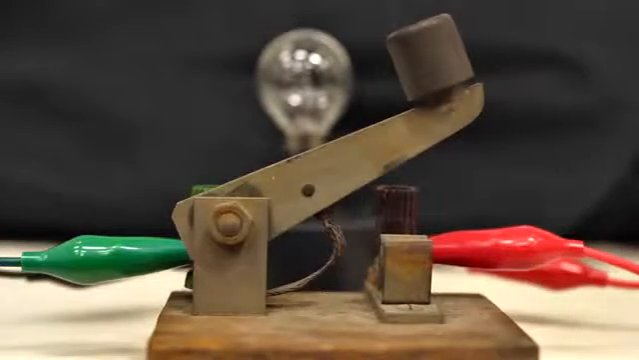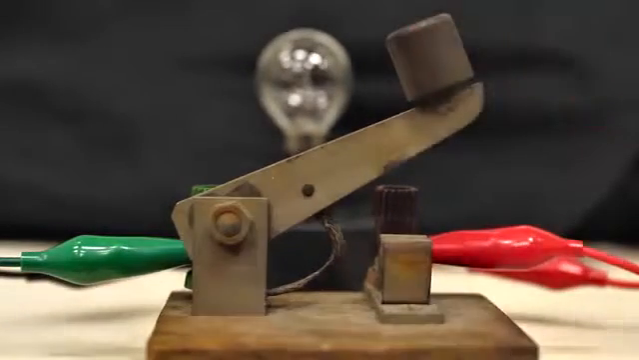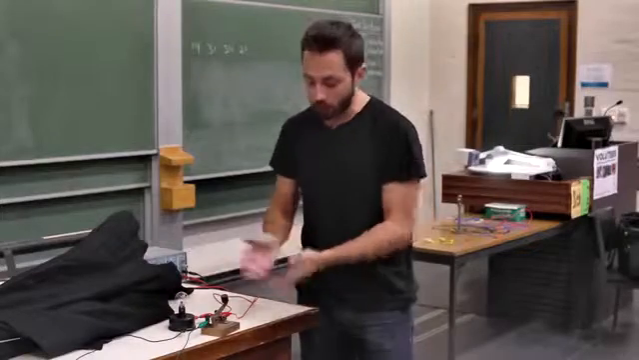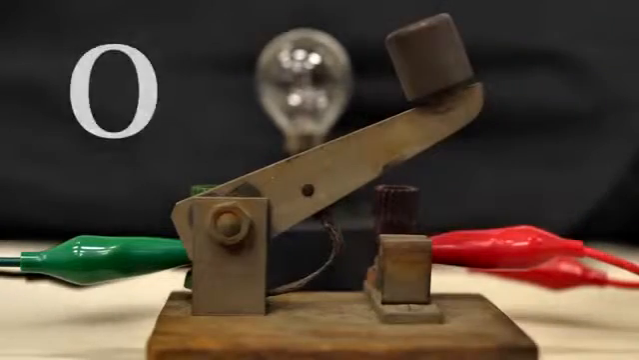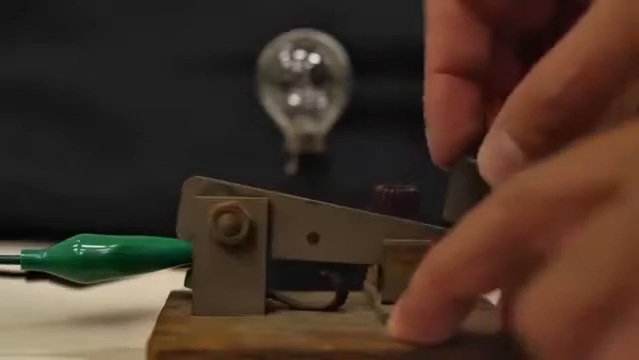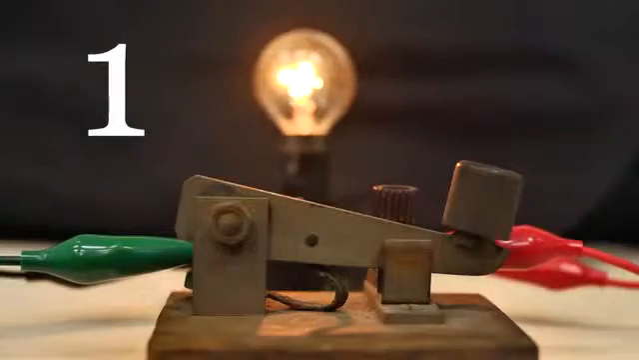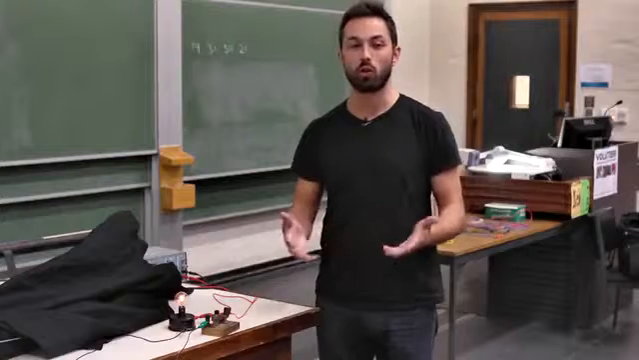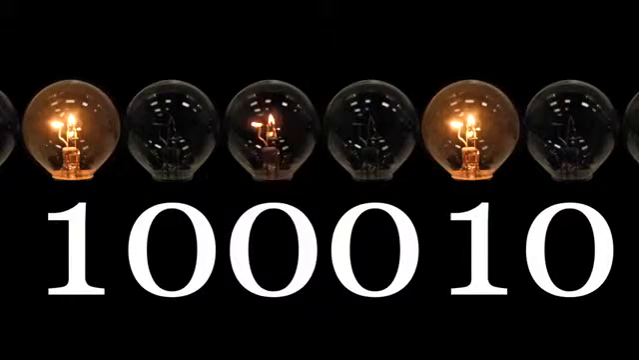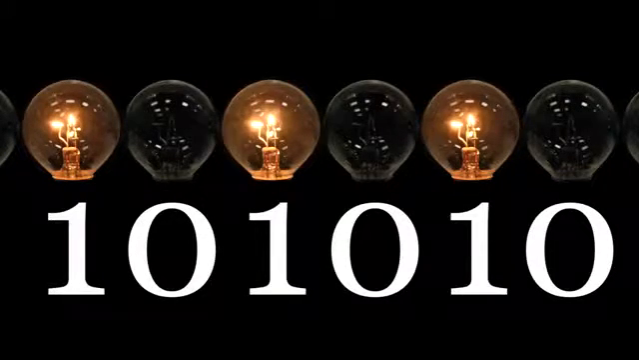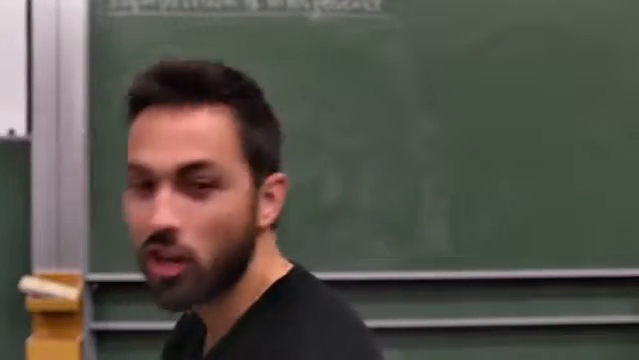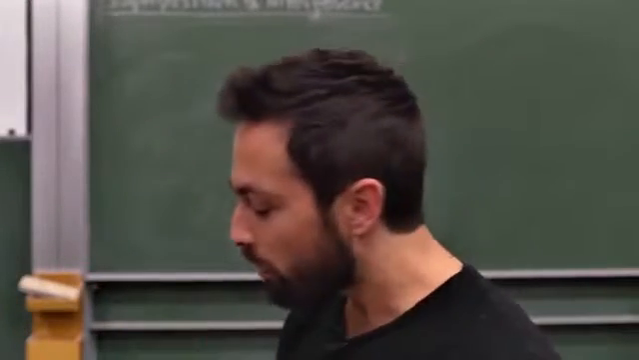It works just like this switch. So it controls the flow of electric current. It can be off, so you could call that the 0 state, or it could be on, the 1 state. And this is how all of our information is now stored and processed in zeros and ones, little bits of electric current.